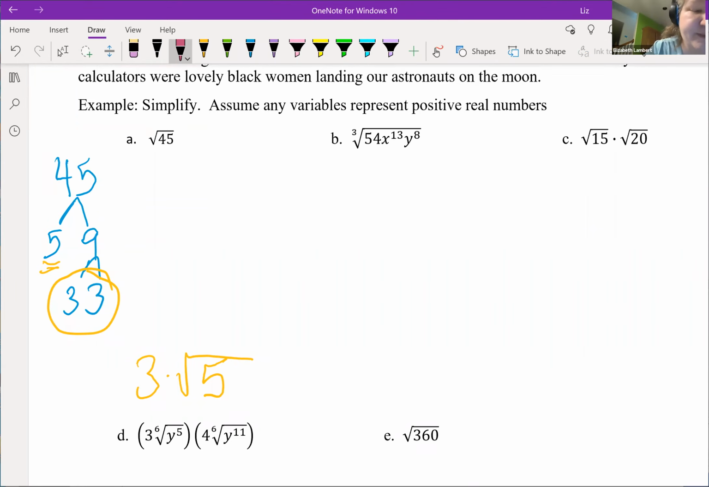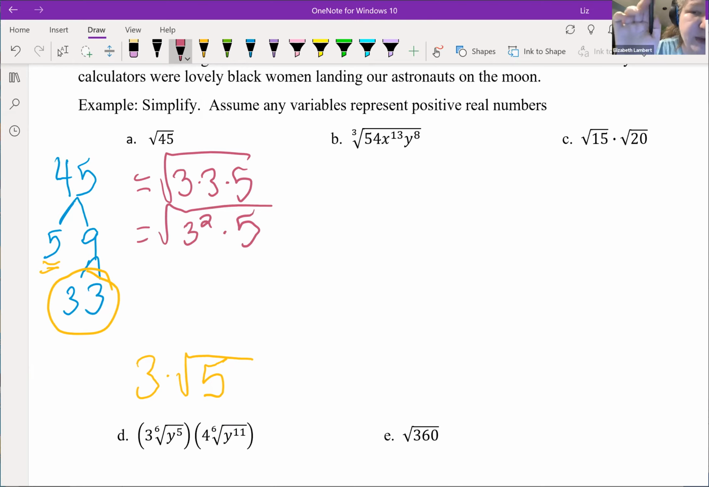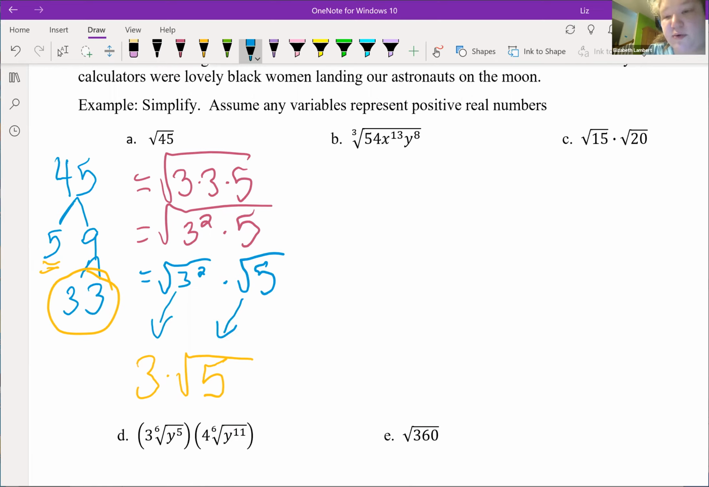All right. So here, 45 is the same as 3 times 3 times 5. Well, the 3 times 3 could be written as 3 squared. And then the square root can break across multiplication. So now I'm going to write it that way. The square root of 3 squared times the square root of 5. And there is our square root and squared, cancel out, and that gives us the 3. And there's our square root of 5.